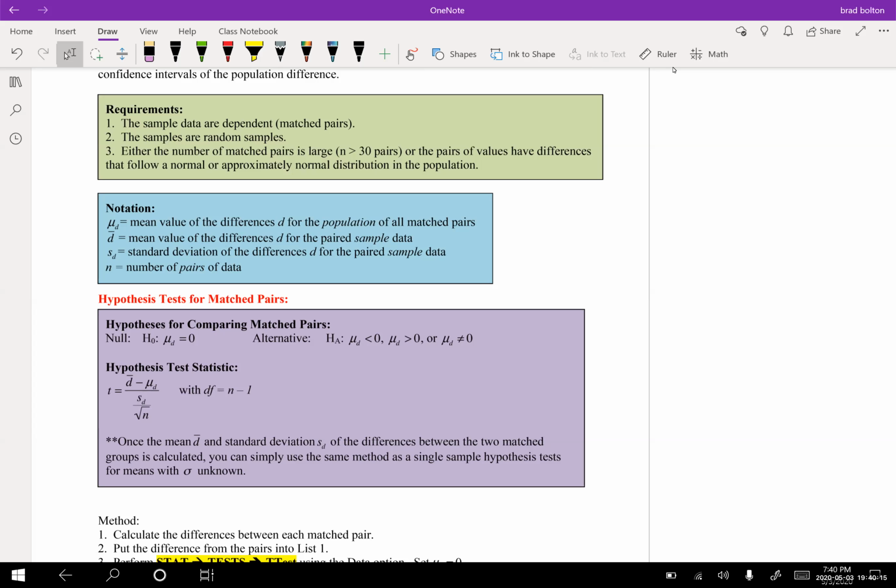The samples are random and either the number of matched pairs is large and greater than 30, or the pair values have differences that follow an approximately normal distribution in the population. So pretty much standard stuff for us.